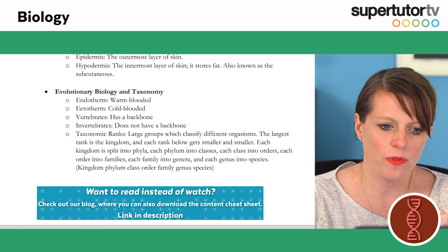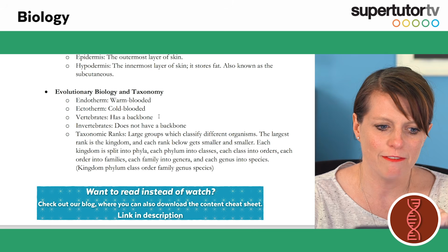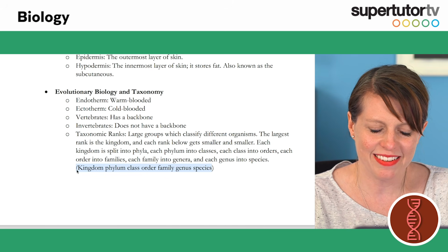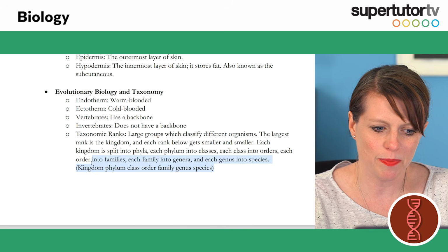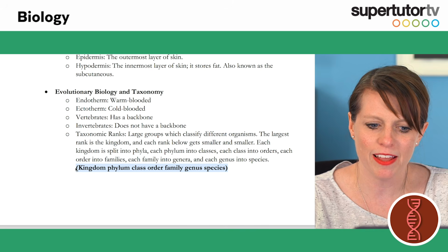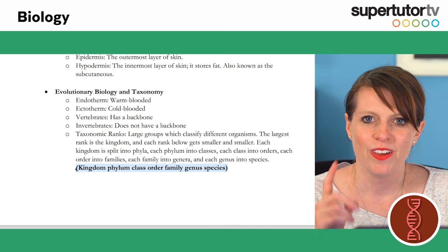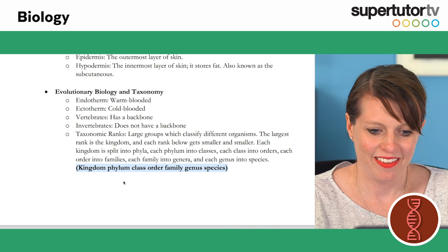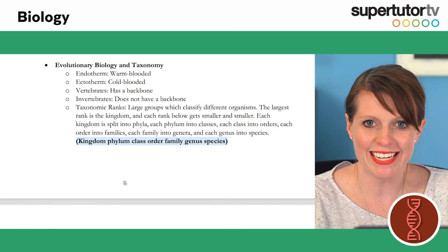And there you go. Endotherm, warm-blooded; ectotherm, cold-blooded; vertebrates, invertebrates, you should know those. And taxonomic ranks, like the planets, this is another fun thing that you had to memorize, probably in bio class, if you ever had it. Kingdom, phylum, class, order, family, genus, species. Good to know. You might need it on an ACT someday. I bet you will, but I don't know which ACT.